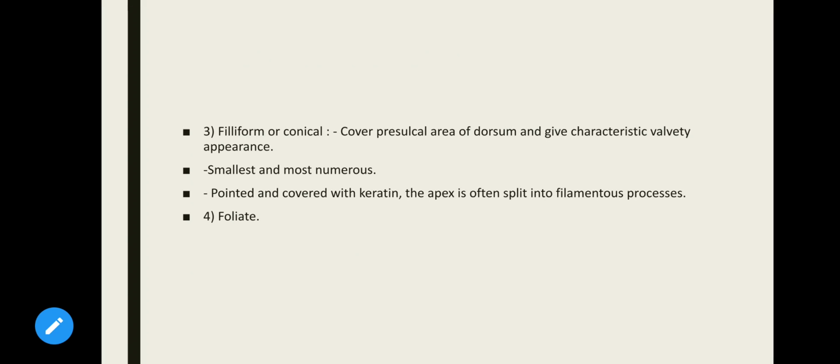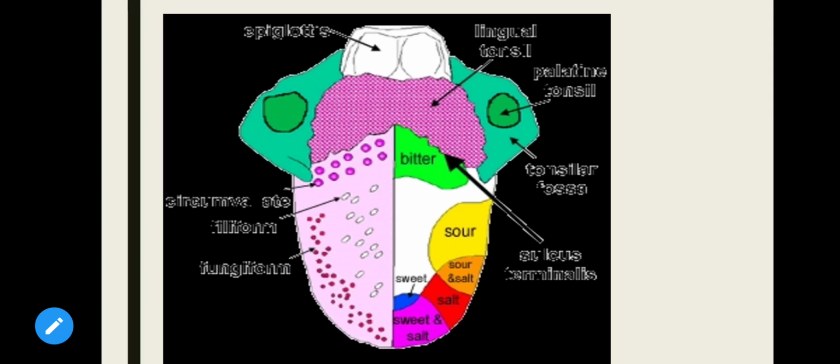Third are filiform or the conical ones. They cover the presulcal area of dorsum and give characteristic velvety appearance. Smallest and most numerous. Pointed and covered with keratin. The apex is often split into filamentous processes. Fourth ones are the foliate papillae. This is diagram basically representing what papillae are responsible for what kind of taste and where they are present.